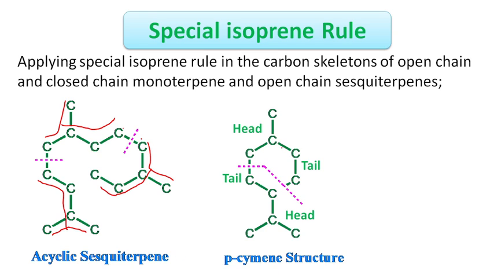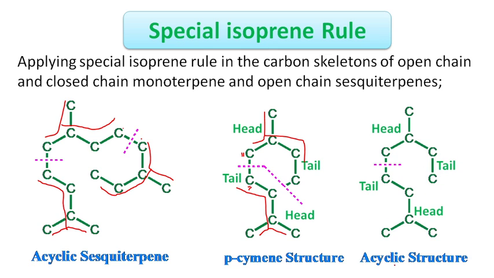In this cyclic monoterpene, let's see, this is the head end, this is the tail end, this is the head end, this is the tail end. We can see the attachment of carbon of tail end to the head end carbon. In monocyclic monoterpene also there is head to tail union. In acyclic monoterpene also, this is the head to tail union.